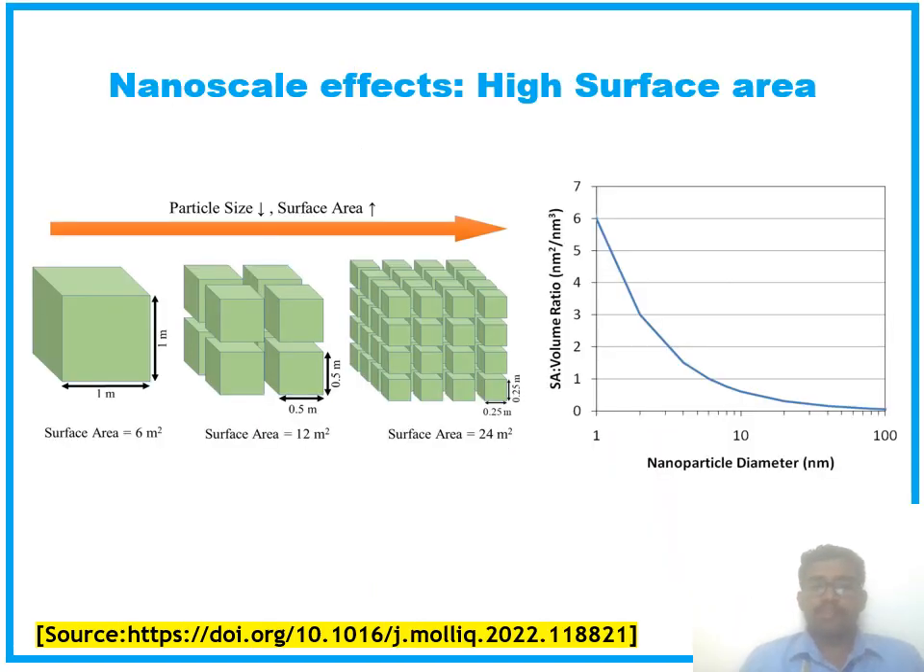Nanostructured materials exhibit unique properties compared to their bulk material. This is due to high surface area as well as the quantum confinement effect. When the particle size is reduced, the surface area automatically increases. In the first picture, we can see how square-shaped particles have high surface area when particle size is reduced. In the second picture, we can see the particle size variation with high surface area.